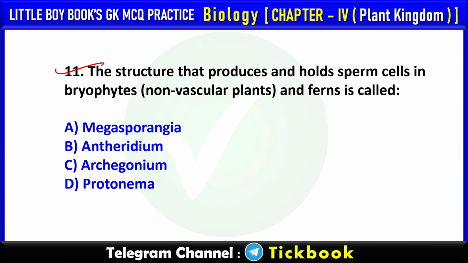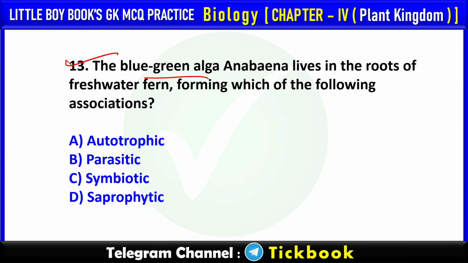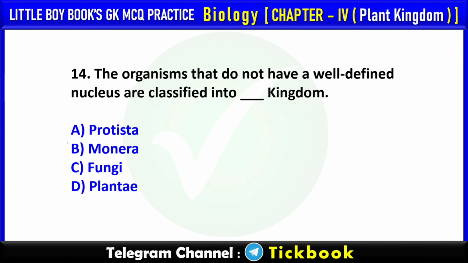Question number 11. The structure that produces and holds sperm cells in bryophytes, non-vascular plants and ferns is called? Option number B. Antheridium. Question number 12. Which of the following are gymnosperms? Option number B. Cycas. Question number 13. The blue-green algae Anabaena lives in the roots of freshwater fern, forming which of the following associations? Option number C. Symbiotic.